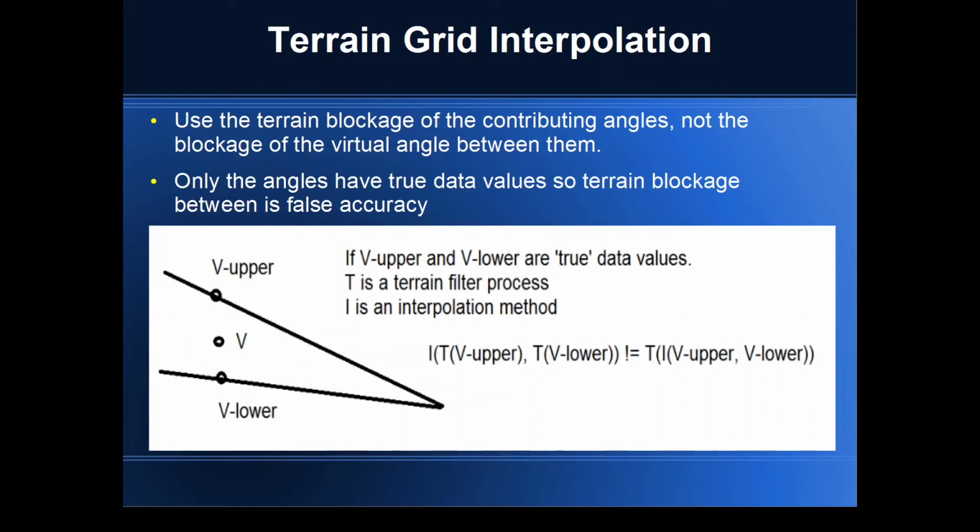The formula on the slide here implies that you want to use the terrain blockage of the upper and lower angles independently, not the blockage percentage at the center value. This can be debated, but it's also part of why we have a plugin, so different methods can be tried.